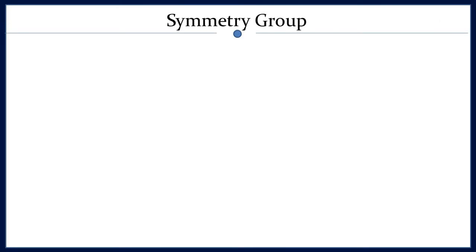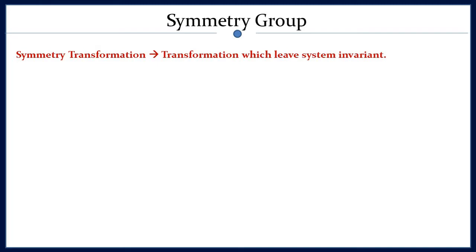Symmetry and symmetric transformation are very important topics in physics, as the collection of symmetric transformations makes a symmetry group. That's why symmetry group has an important place for a physicist in group theory. Before proceeding to what a symmetry group is, we must know what a symmetry transformation is. Any transformation which leaves the system invariant, we call a symmetry transformation.